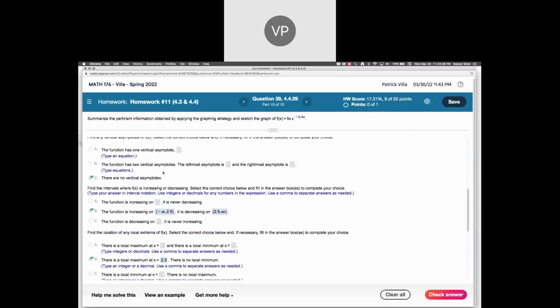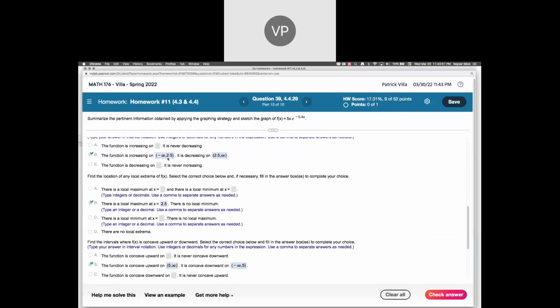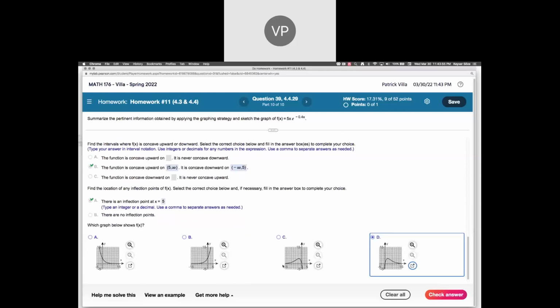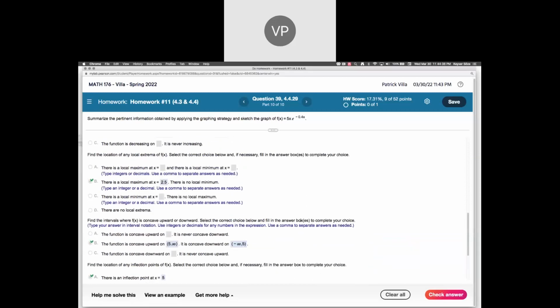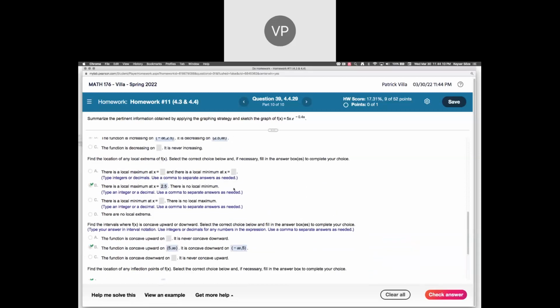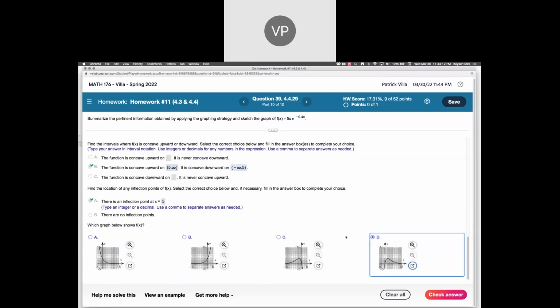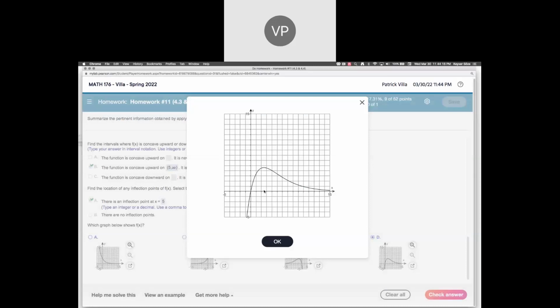Okay, let's look at decreasing, increasing. Well, it's increasing all the way up to 2.5 and decreasing after. Well, this is almost, but it looks like it's negative 2.5. It's got to keep going past it, increasing and then decreasing. This one increases at 2.5, decreases after. We have a local maximum at 2.5. Sure enough, zoom in if we have to. Right here at 2.5, there's my local maximum.